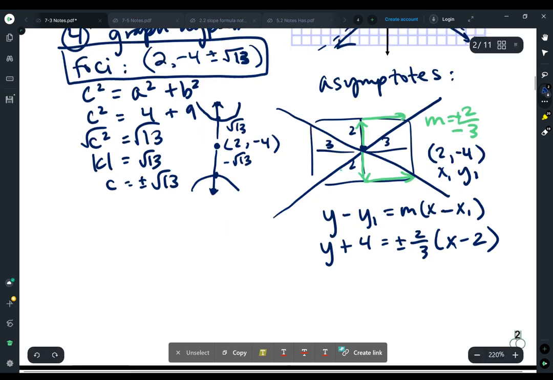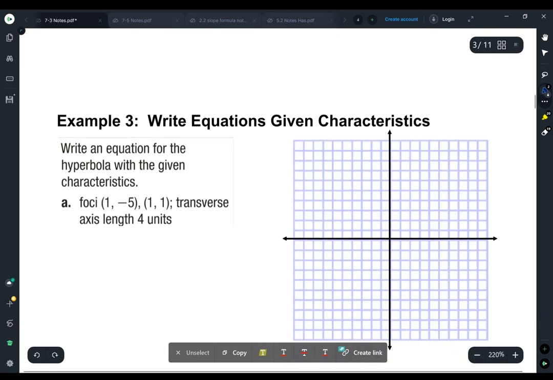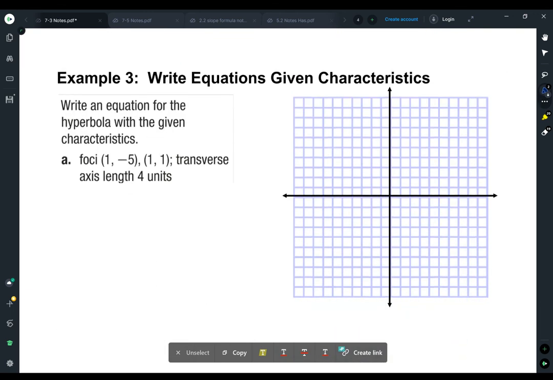So we don't want to change that to y equals mx plus b unless we have to. So for the next couple, we're just going to practice writing equations again. So first, we're always going to graph our info and then see where we go from there. So I'm given foci: 1, -5, and 1, 1. So those are my foci.